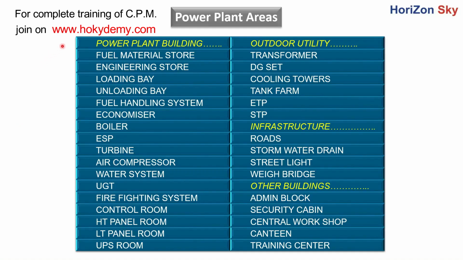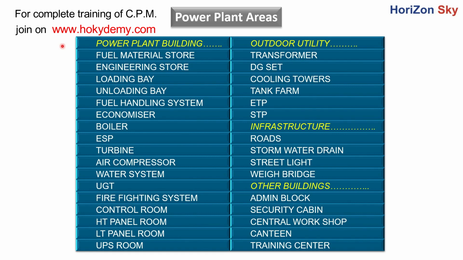Here we have the power plant areas. Earlier we discussed the types of industries. Now we'll talk about the different types of power plant areas. The power plant areas can also be divided into some further categories or parts. Firstly, we have the power plant building itself.